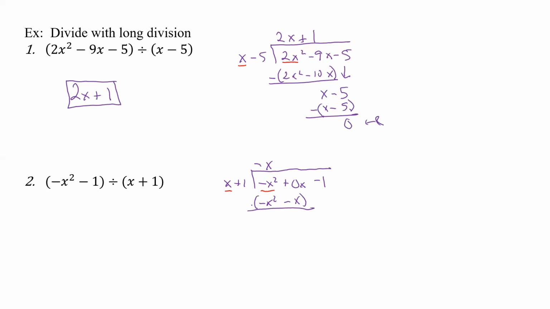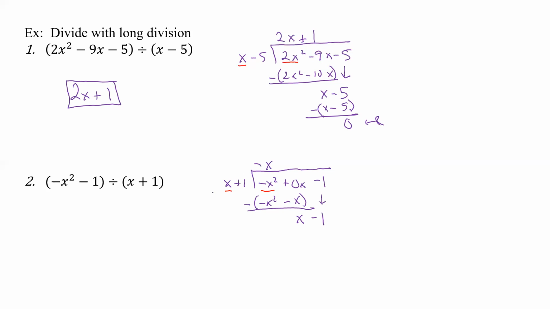Now again, we're subtracting that whole thing, so I put the whole thing in parentheses. Now we have a negative x squared minus a negative x squared, so it's negative x squared plus x squared, which is 0. And then 0 minus a negative x, so it's 0 plus x, so that's going to be x. And we bring down our negative 1.